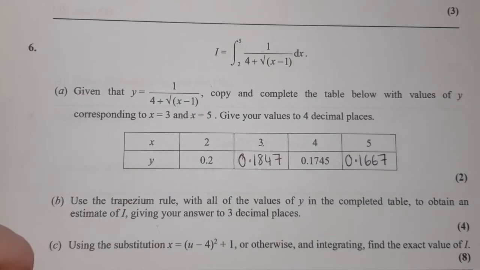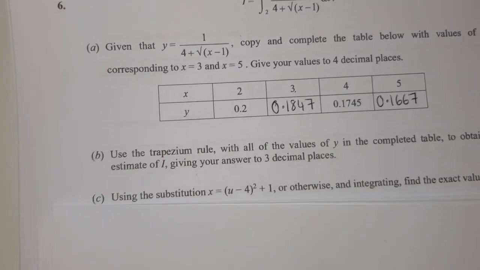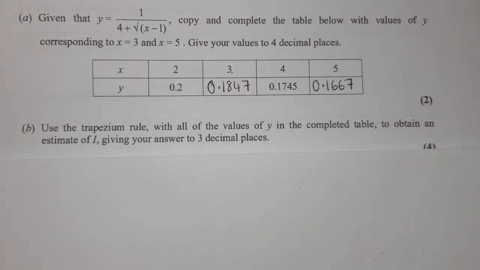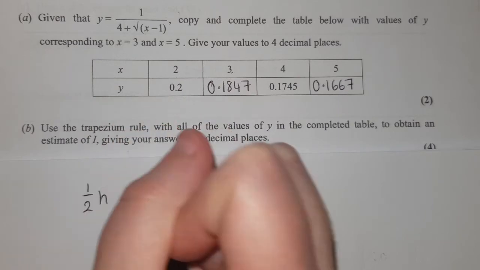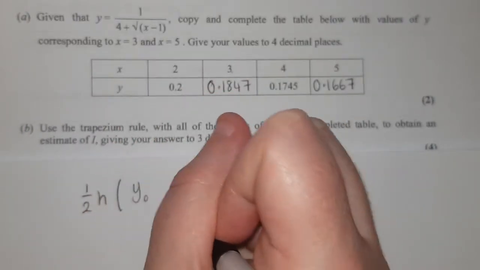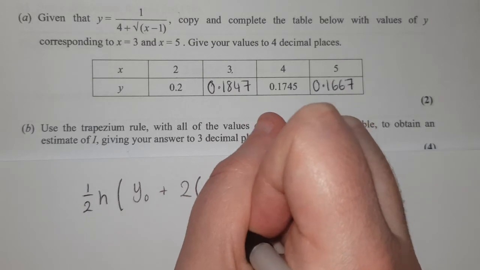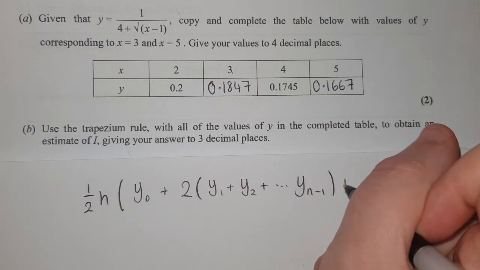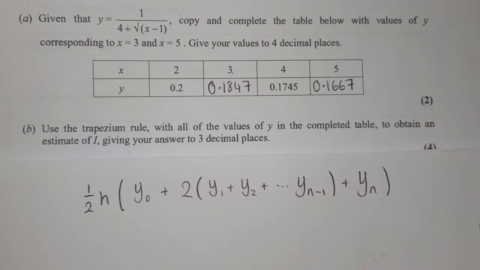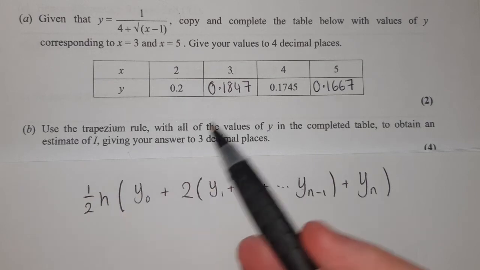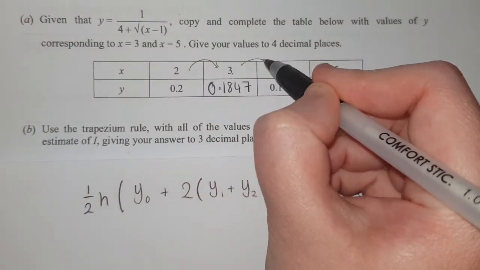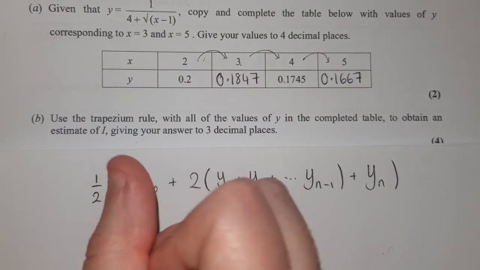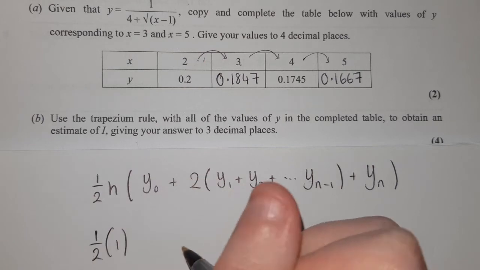Okay, so trapezium rule is given in the formula booklet, and it is basically that you do a half h times your first y value, plus 2 lots of any middle y values, plus your last y value. In our case, h, remember, is just the difference between your x terms each time, because that's how wide your trapezium is. So the difference each time is 1. So in our case, we're going to do a half of 1.